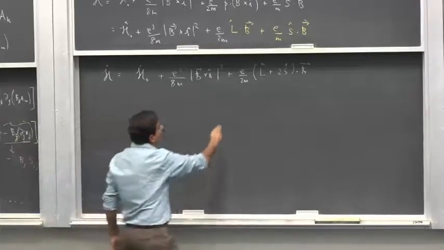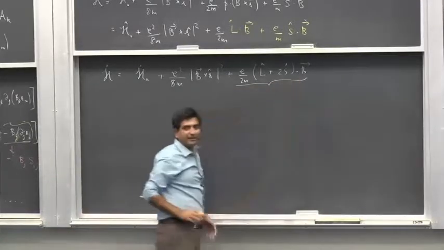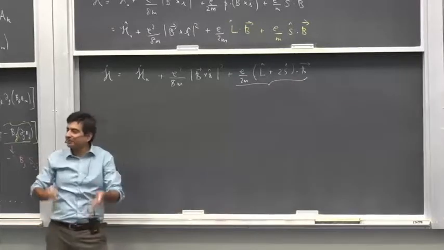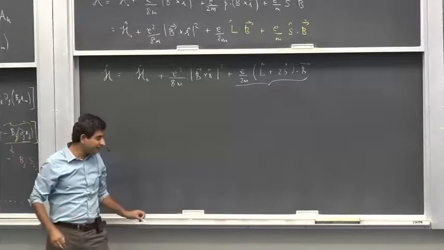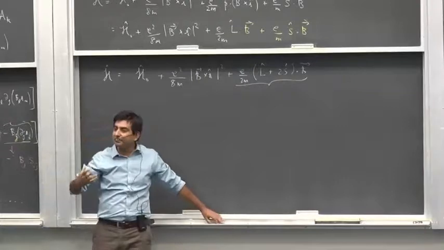Now what is this term over here? This term is just the interaction of the orbital angular momentum and the spin angular momentum with the magnetic field, and this is what we've already looked at. This is the paramagnetic term.